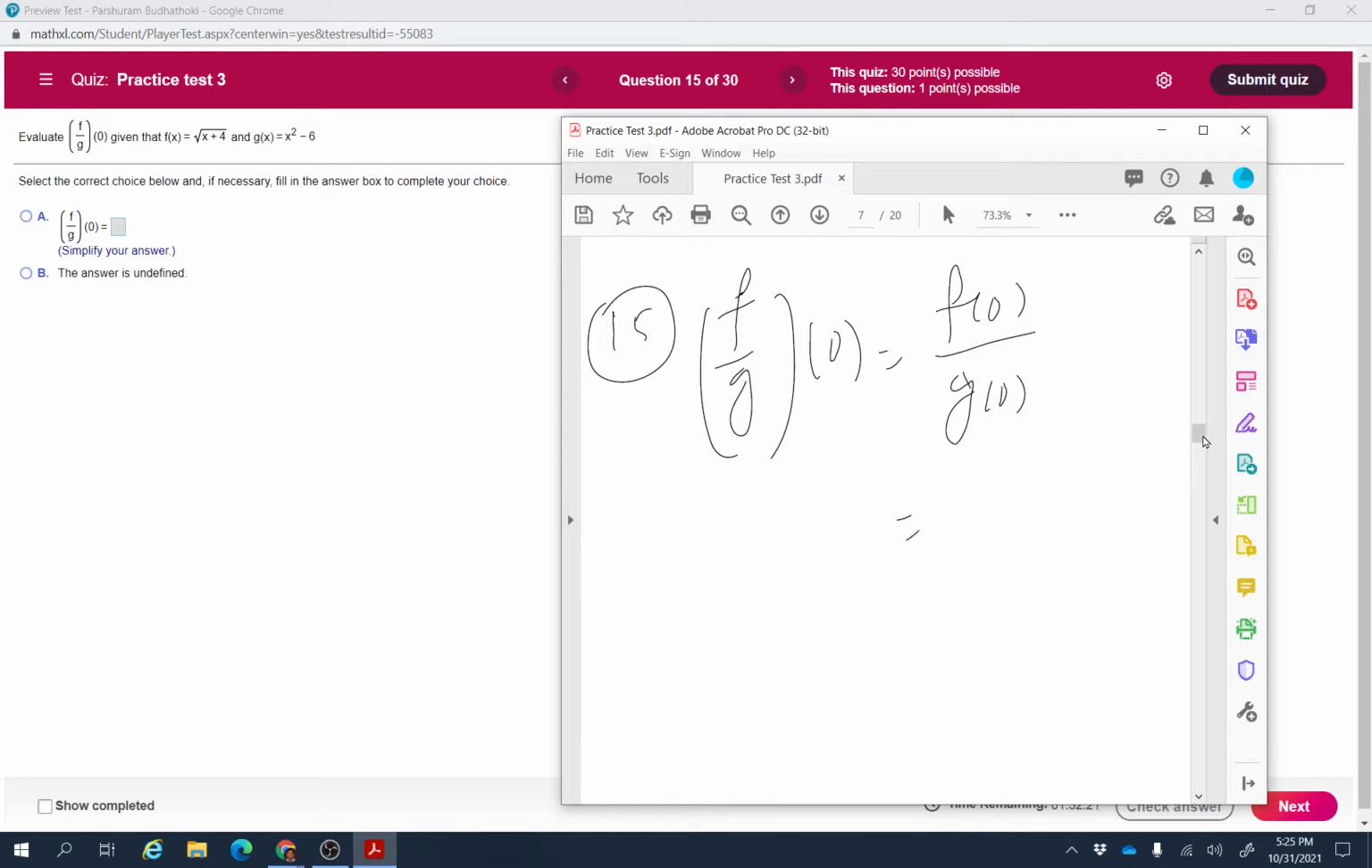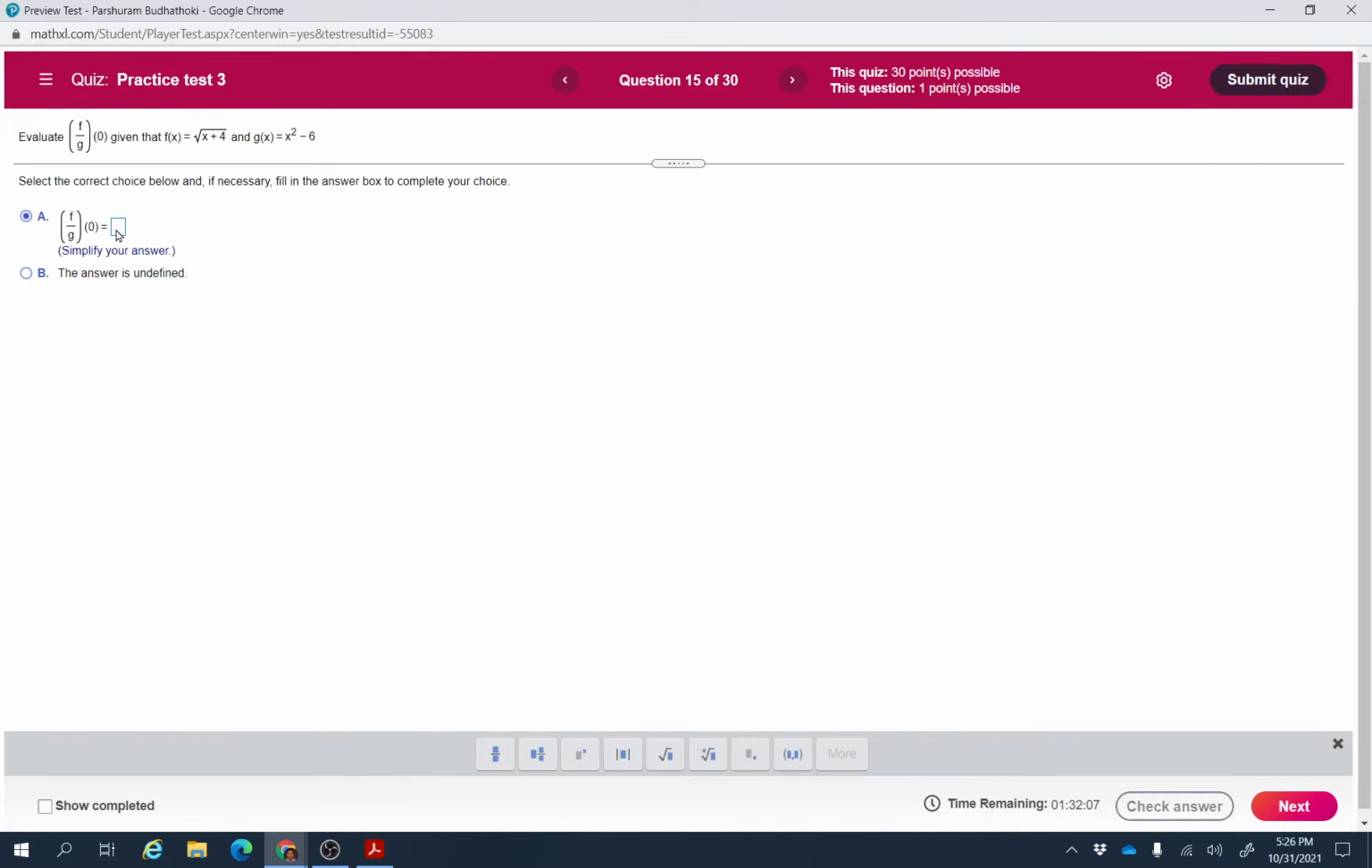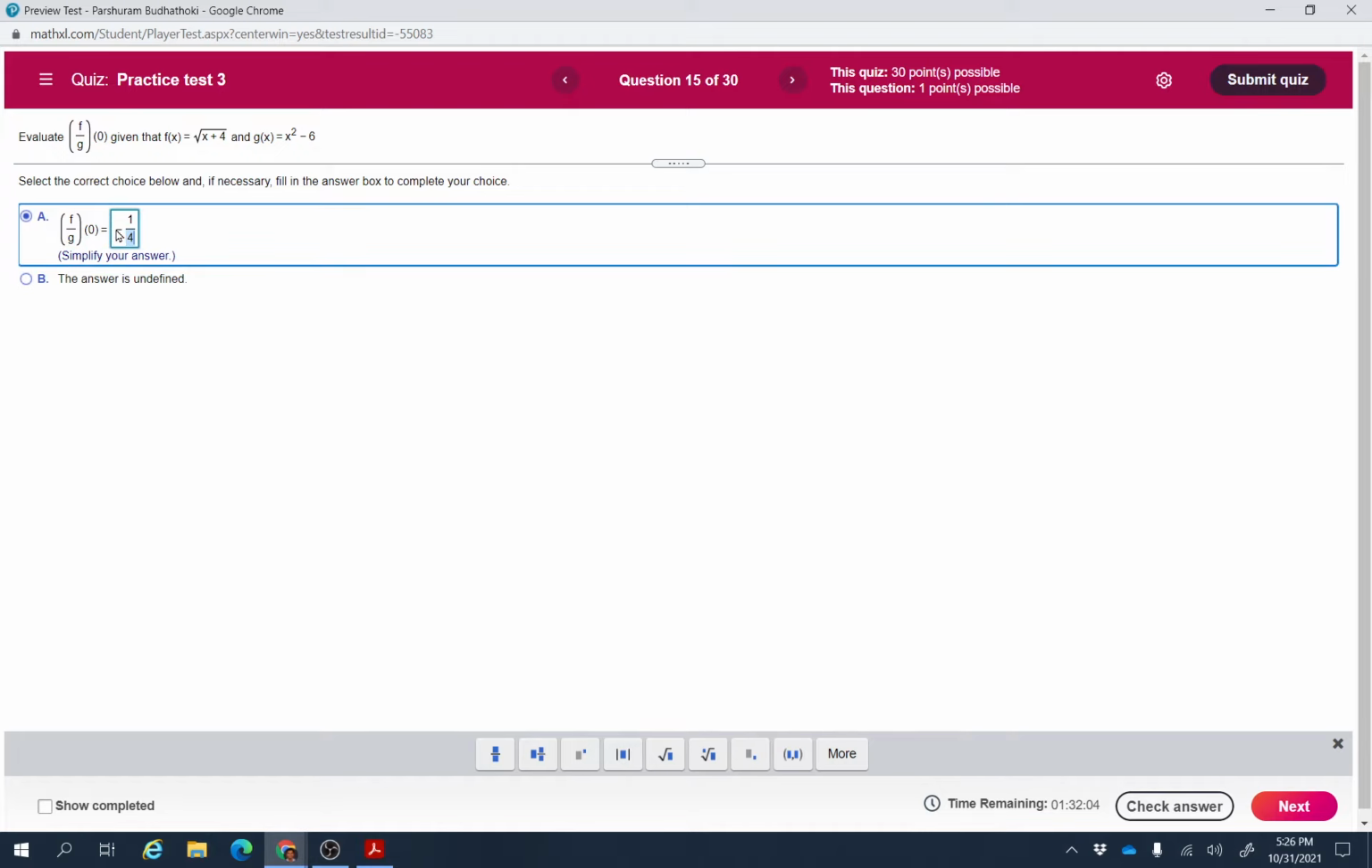On the top, the value is square root of 4, because 0 plus 4 is square root of 4. On the bottom, the value is 0 minus 6, so which is 2 over minus 6, which is negative 1/3. Okay, negative 1/3. Sorry, 1/3.